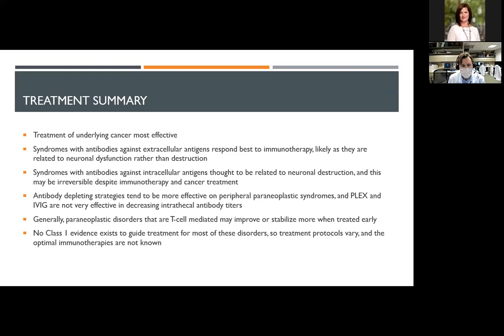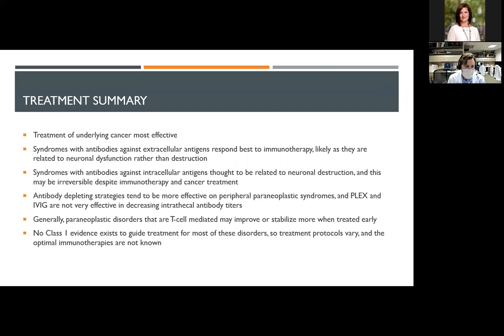Rituximab is the same way, although it does seem to have efficacy in these studies. There's some question of, is it crossing the blood-brain barrier? How much effect is it having? We really don't know, because the evidence is limited due to the rarity of the diseases. We talked about how the T cell disorders with intracellular antigens may improve or stabilize when treated early, but probably not when treated late.